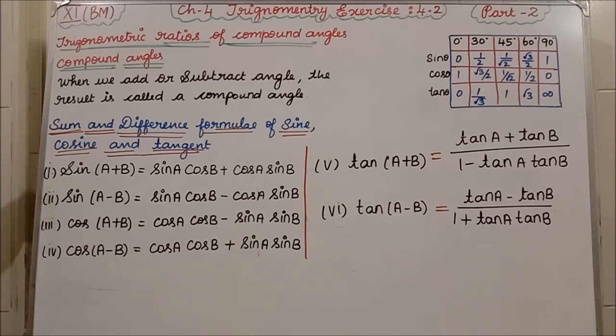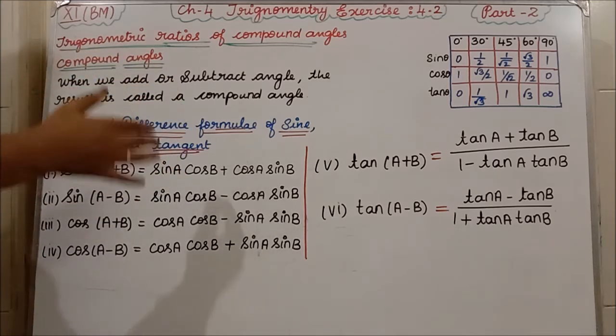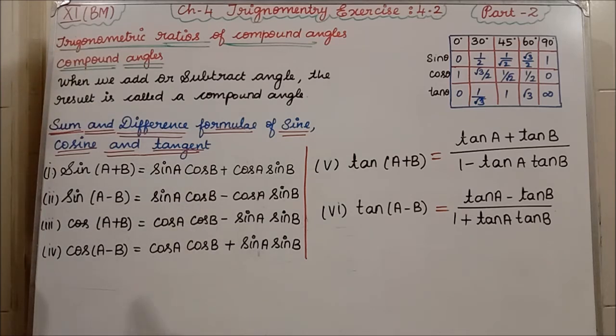Okay, for example, you can take any angles x, y, z. How can we write that? x plus or minus y, y plus or minus z, z plus or minus x, or x plus y plus z. Like that we are writing. That is the compound angles. Here you have some of the formulas. Still some more formulas are there. We will see that later. Okay, now these are the formulas. You can get them very easily.